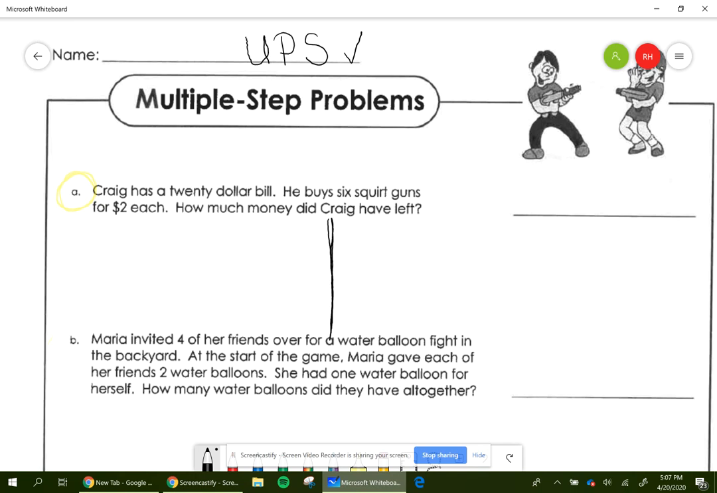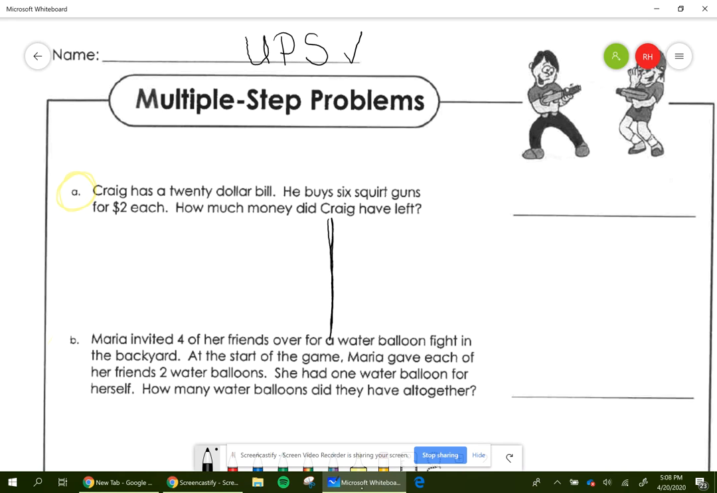So I'm going to start with the very first one. I'm going to do letter A. And in class, we had talked about when we were solving word problems, we do what's called UPS check, which means understand the problem, plan it out, solve it, and then check. Make sure that you're checking. Now, since these are multiple step problems, I drew a line on my piece of paper so that I can show my work for the first step and the second step.